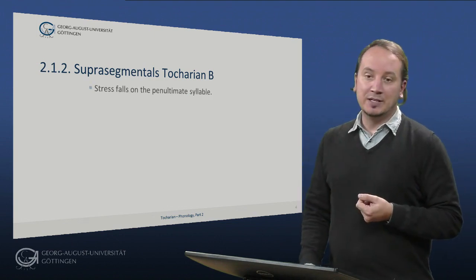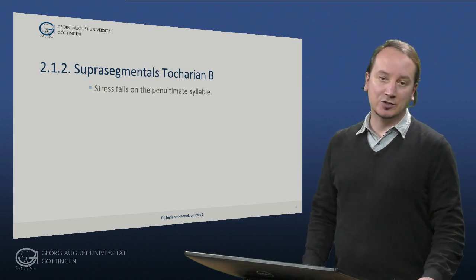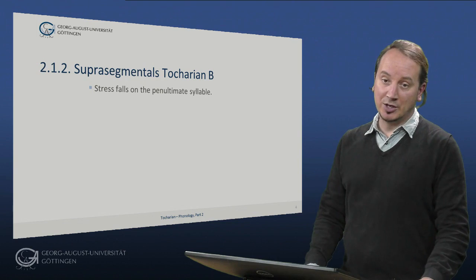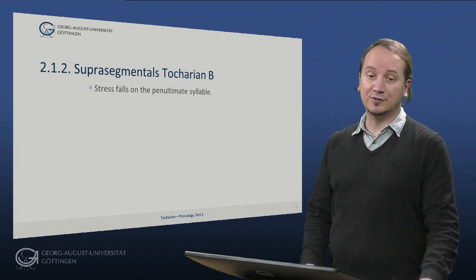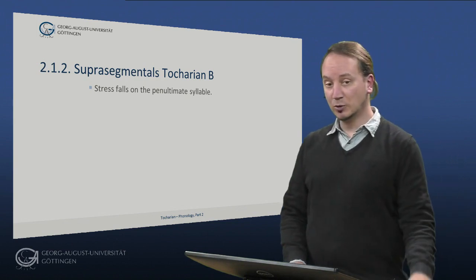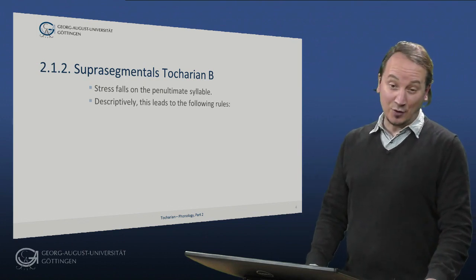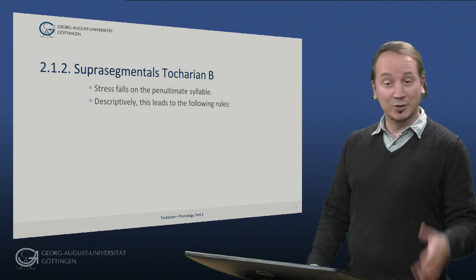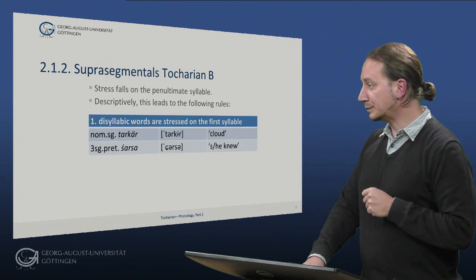Classic Tocharian B has a fixed stress, as opposed to variable stress like in English or Russian. Stress in Tocharian B, to a certain extent, is predictable. It falls on the penultimate syllable. There are certain exceptions to this rule that we'll be treating shortly. Stress falls on the penultimate syllable, as said, and descriptively, this leads to the following rules for Tocharian B.